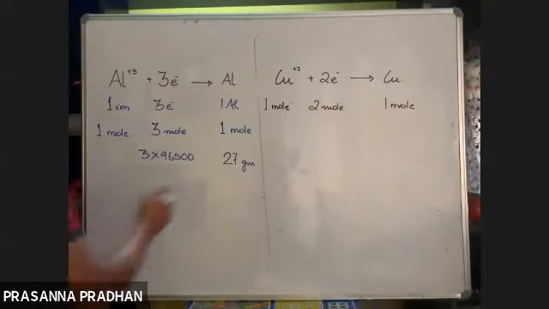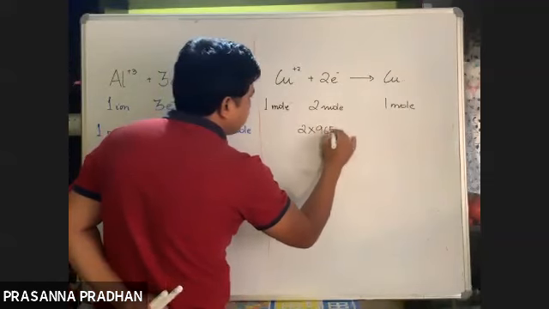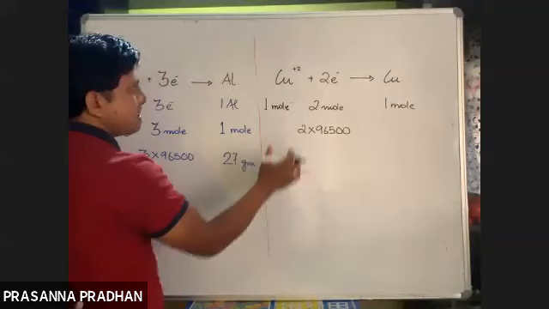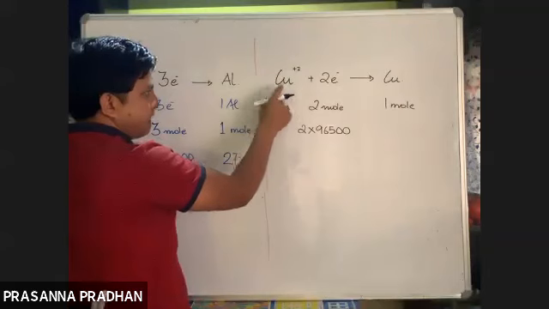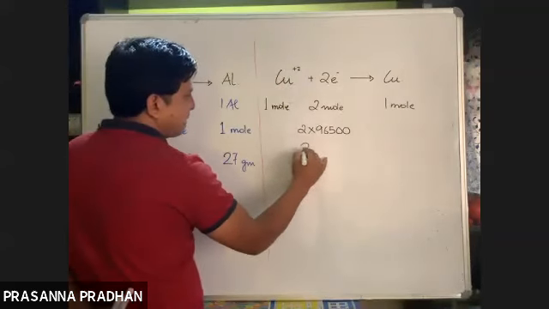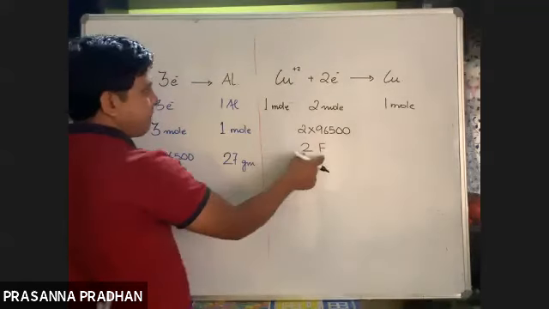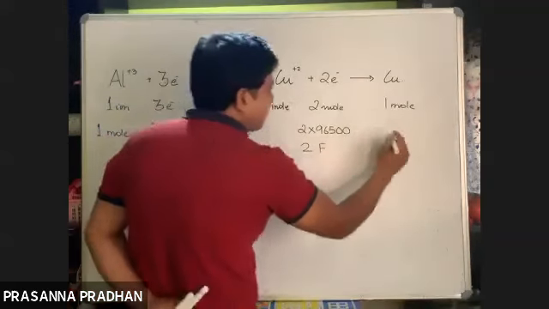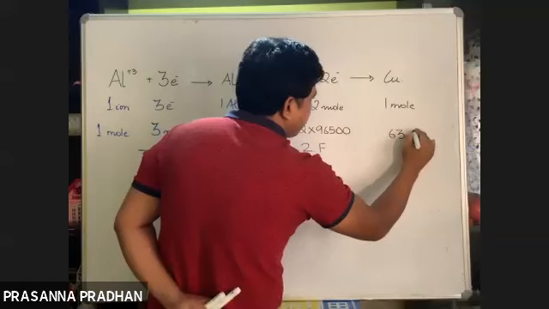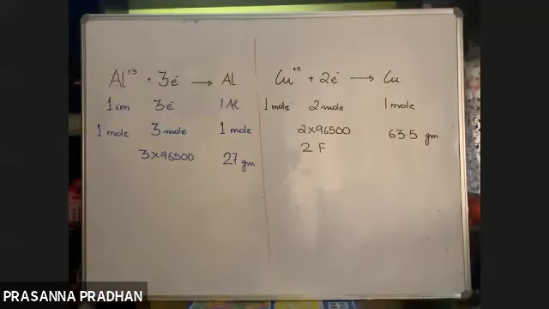So what is the charge on 2 moles of electrons? Charge on 2 moles of electrons is twice 96500 coulomb. That means if I pass 2 Faraday of charge through a solution containing Cu2+ ions, where 1 Faraday means 96500 coulomb, then 1 mole of copper will be deposited. What is the atomic mass of copper? 63.5 grams of copper is going to get deposited.